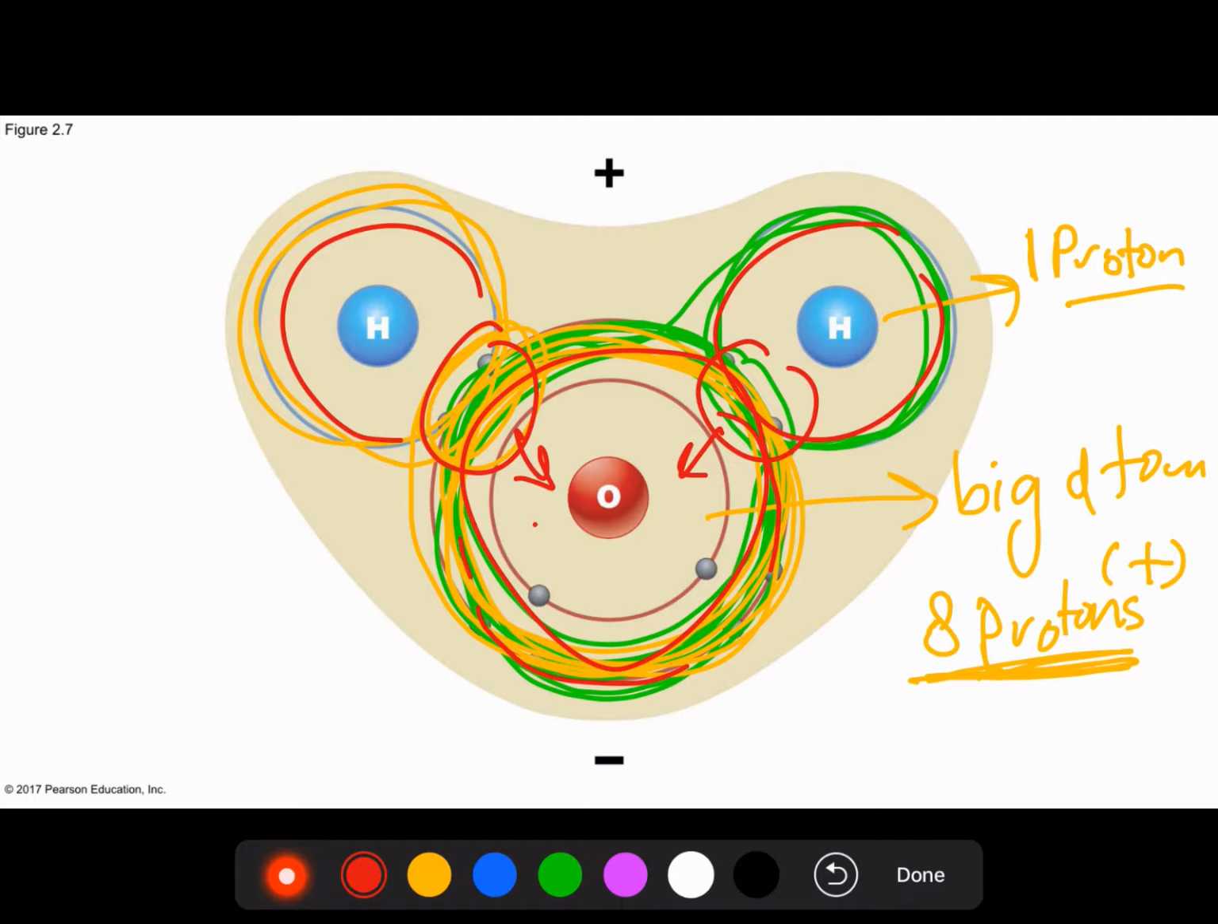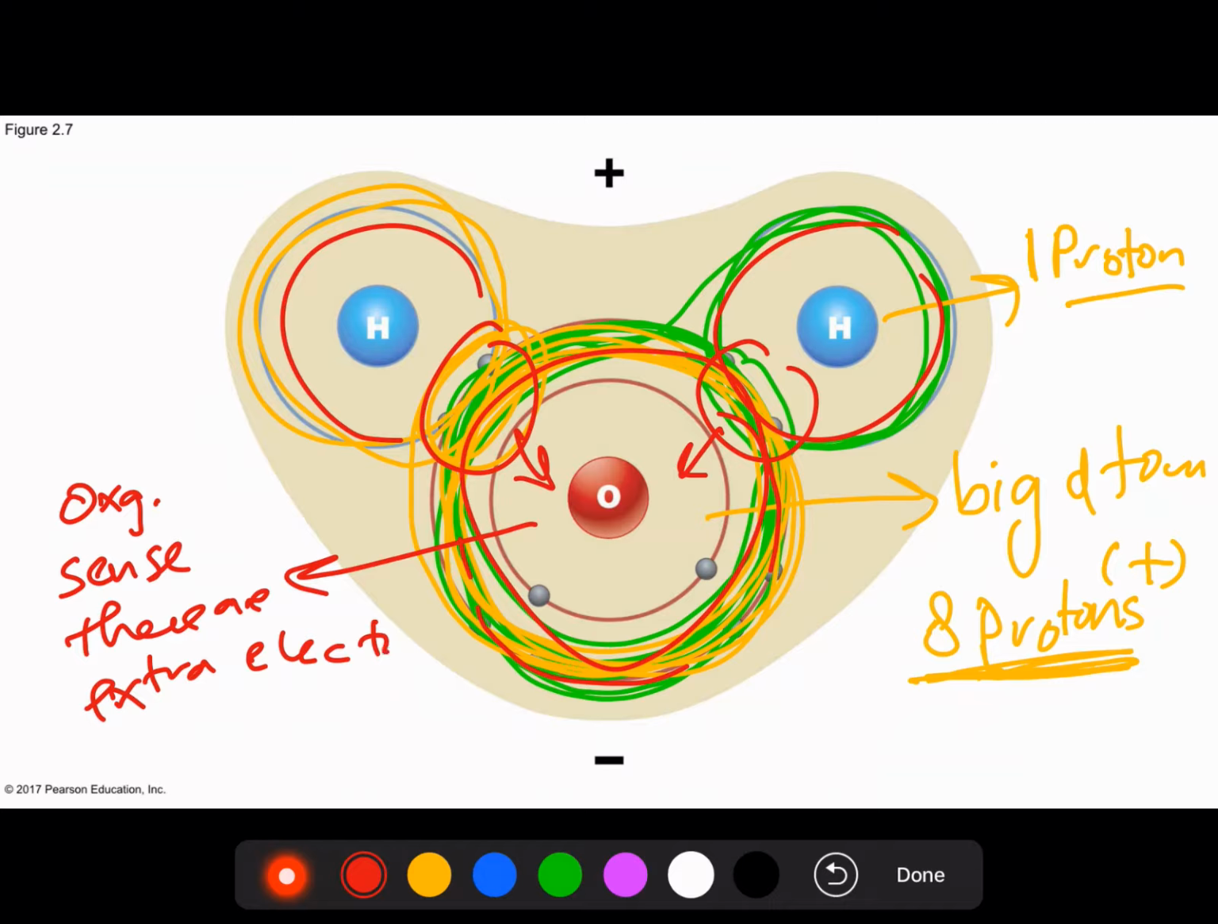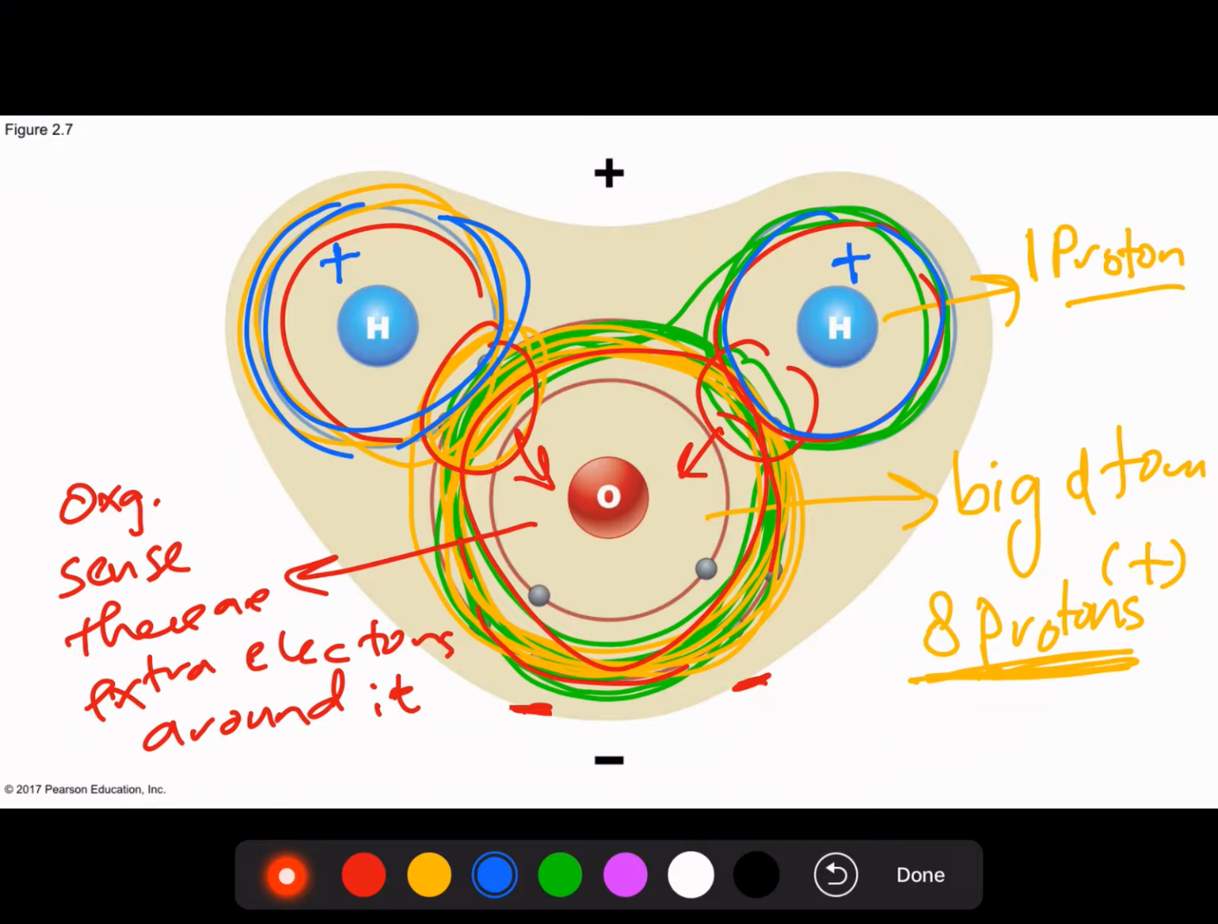What does this lead to? It leads to the oxygen sensing that there are extra electrons around it. Therefore, the oxygen would start to display a negative charge. It's not truly a negative charge, it's like a slight or partial charge, or a feeling, if you want to put it this way. Whereas the hydrogens will sense that they lost their electrons, so they will start to display a positive charge. Again, that's not real because the electrons still come around them every now and then, but since most of the time the electrons are away, they develop this kind of sensation.